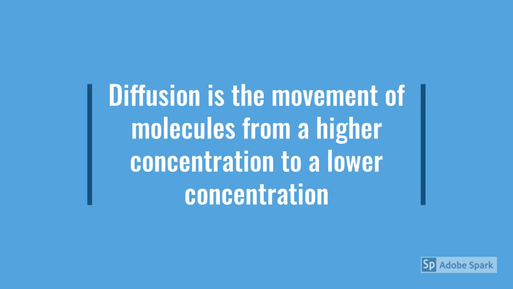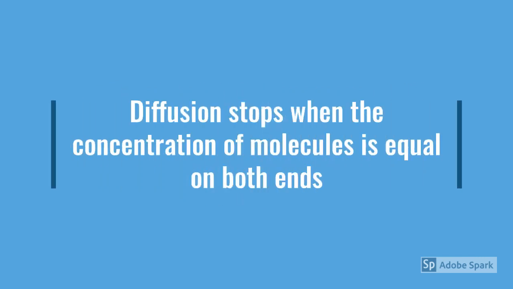Diffusion, as defined, is the movement of molecules from a higher concentration to a lower concentration. Diffusion only stops when the concentration of molecules is equal on both ends. So, in essence, the movement of molecules from one end of the cell membrane to the other will only stop when it's at 50%. So, you kind of have to reach an equilibrium at that point.